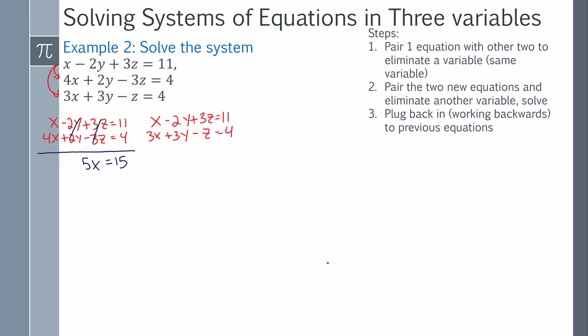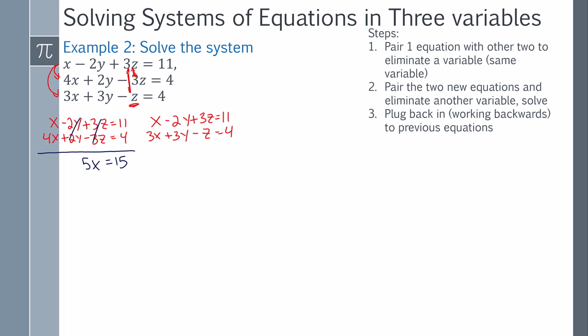Now, my original intention was maybe to eliminate the z's, because this one's already going to cancel out nicely, and then I could easily make those opposites of each other. But in this case, they canceled out. So that's okay. Sometimes that's going to happen. It's going to make your life a little bit easier. So I get 5x equals 15.